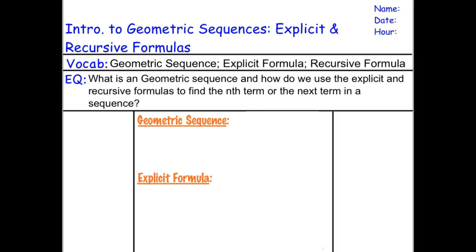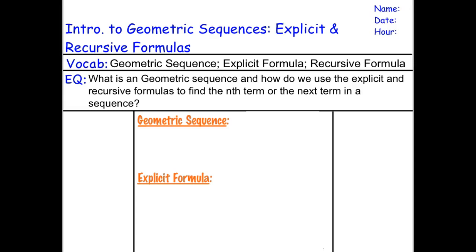Good morning. We're going to start the second half of Unit 5. Unit 5 transitions. It's similar to exponential functions, but we're transitioning to the perspective of geometric sequences. So our EQ statement for this one is, what is a geometric sequence and how do we use the explicit and recursive formulas to find the nth term or the next term in a sequence?